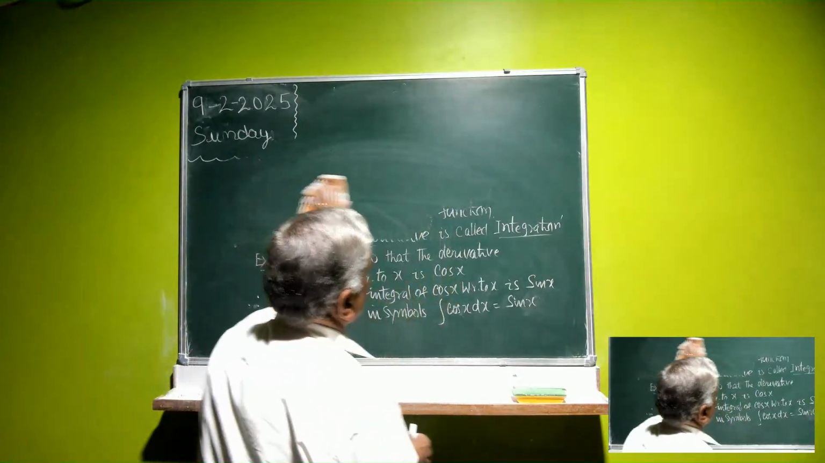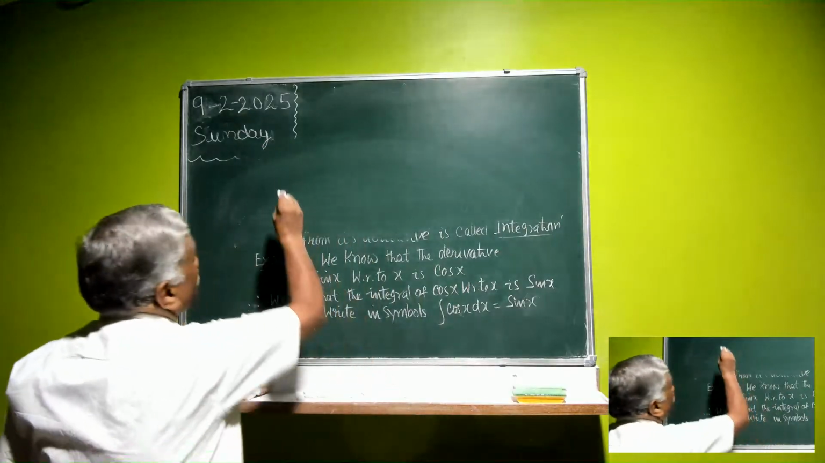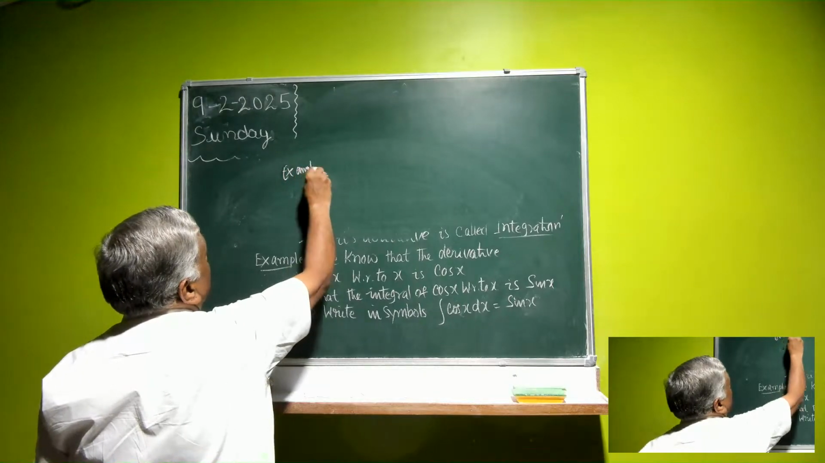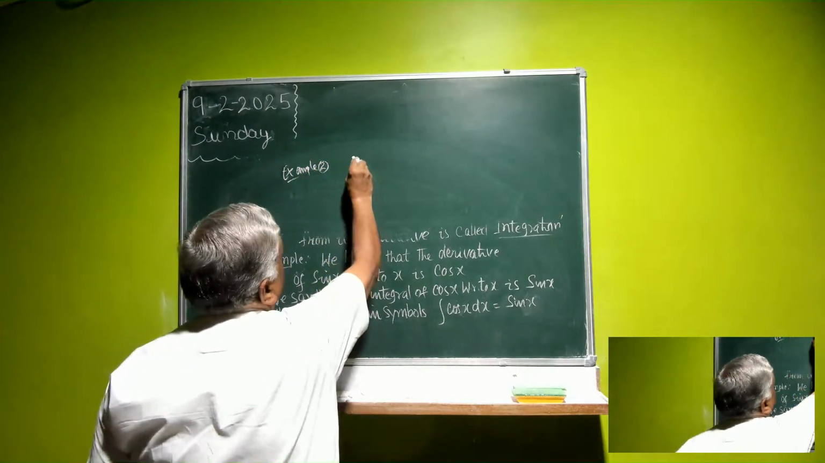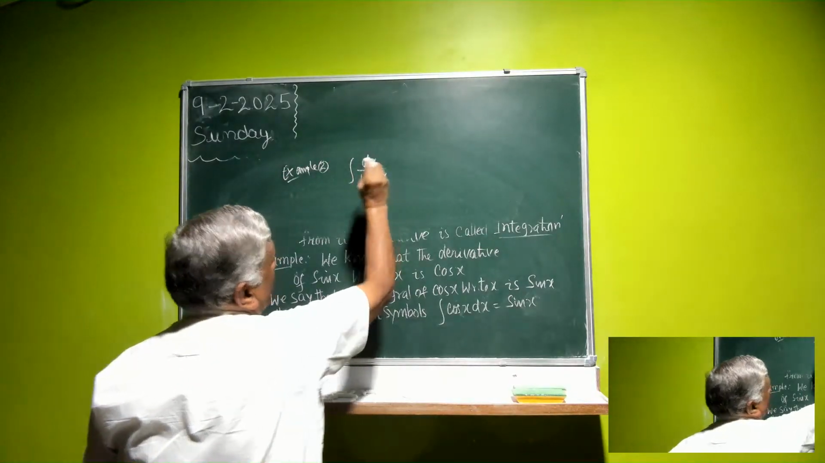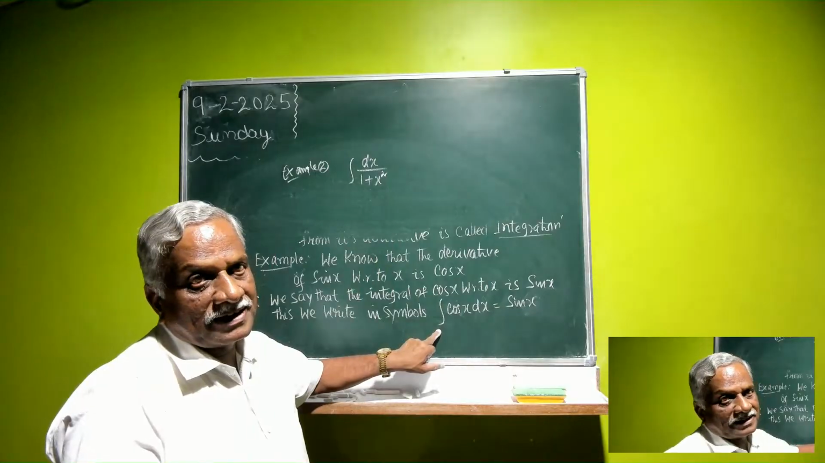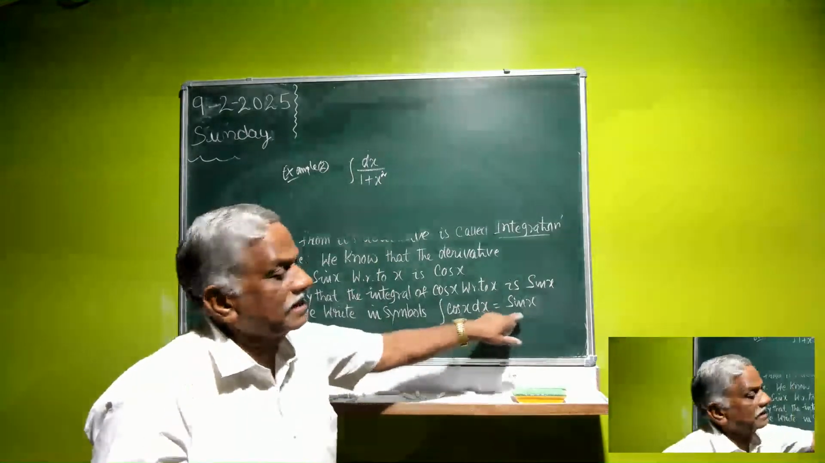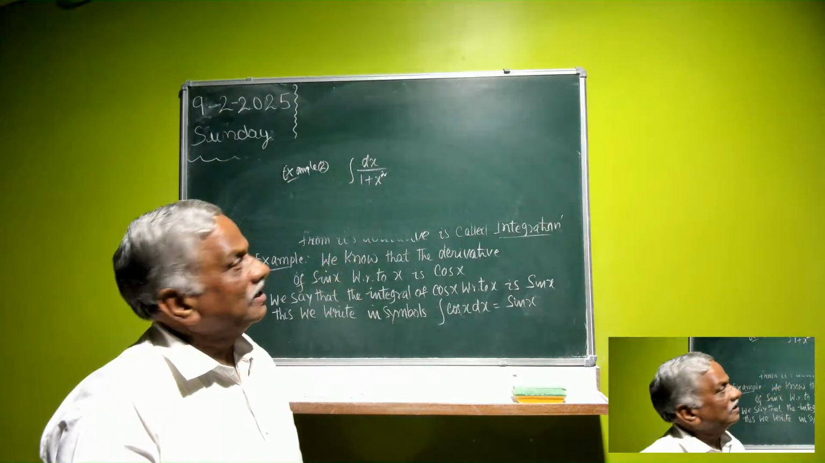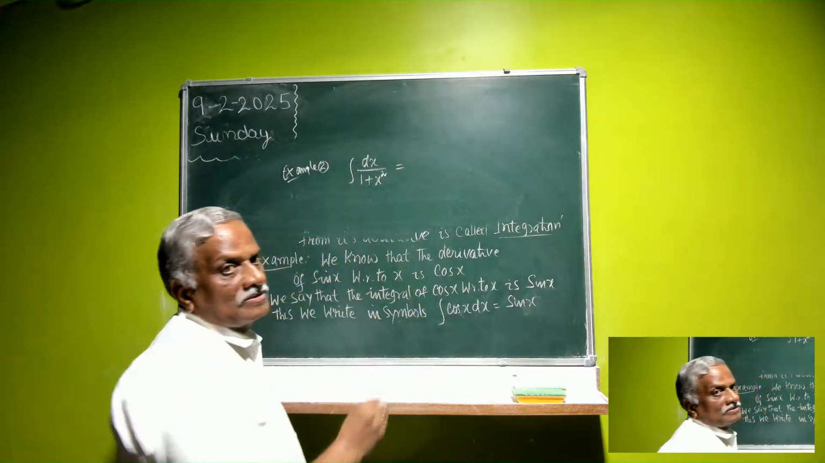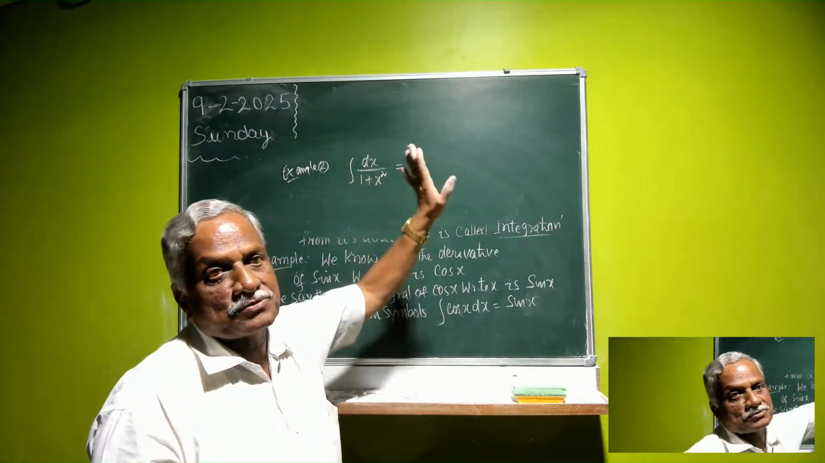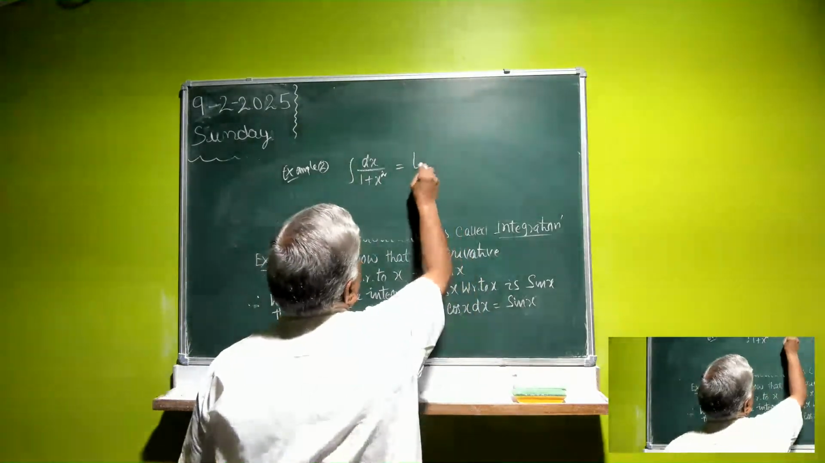Example 1 is over. Example 2: I write dx over 1 plus x square. Here, how do we read this? Integral of cos x dx is sin x. So what is the integral of 1 over 1 plus x square dx? I can write the answer provided I know which function on differentiation gives me this. All of us know it is tan inverse x.